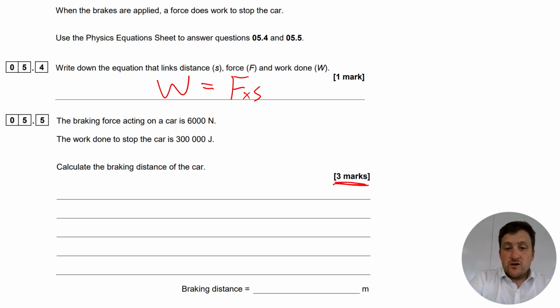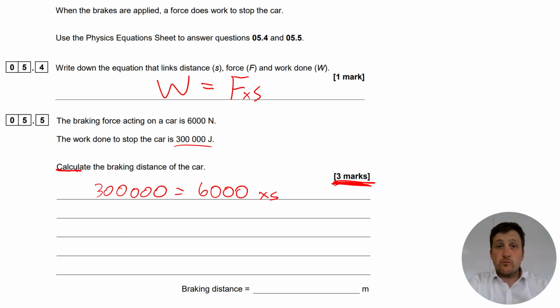Now for this one, because it says 3 marks and calculate, that means we're going to be doing an extra step. Those 3 marks tell you that straight away. So if we have our equation and it tells us the work done is this, we're going to do 300,000 equals our force, which is 6,000 times S. That is going to get us 1 mark.